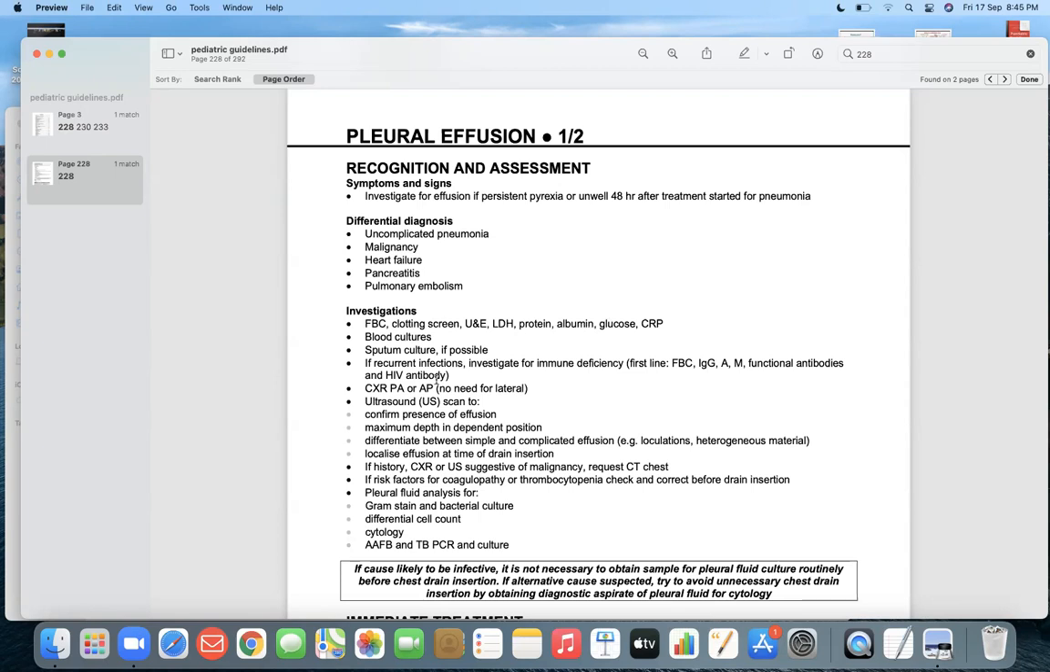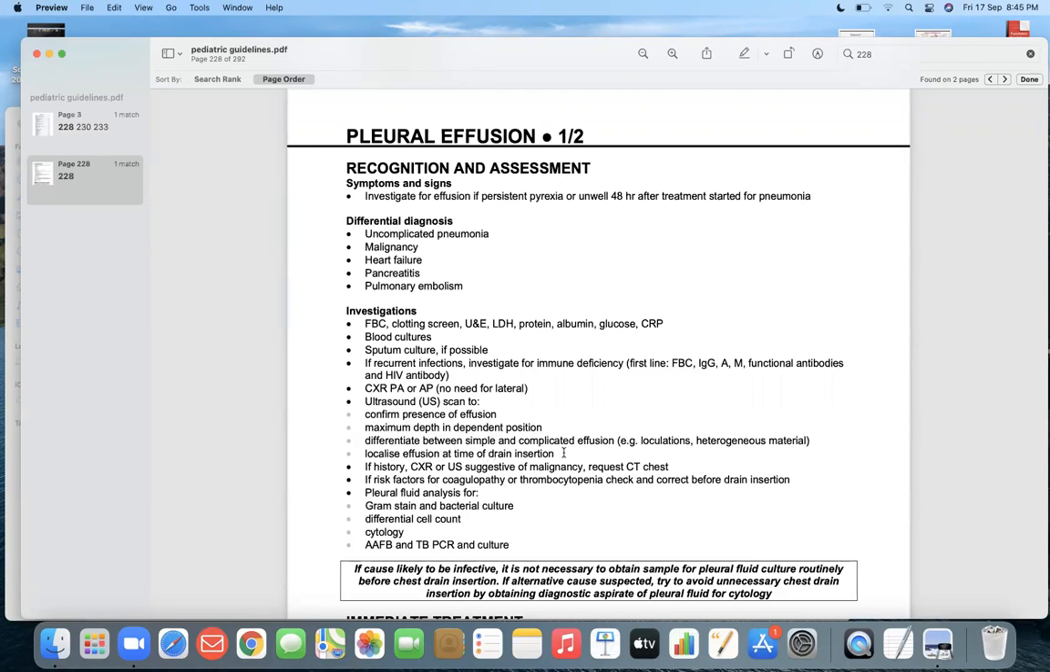Then blood cultures, sputum culture if possible. If recurrent infections, investigate for immunodeficiency. The first line for immunodeficiency is full blood count, IgG, IgA, and IgM, functional antibodies and HIV antibody. Chest X-ray, PA or AP, no need for lateral. Ultrasound scan to confirm presence of effusion, maximum depth in dependent position.